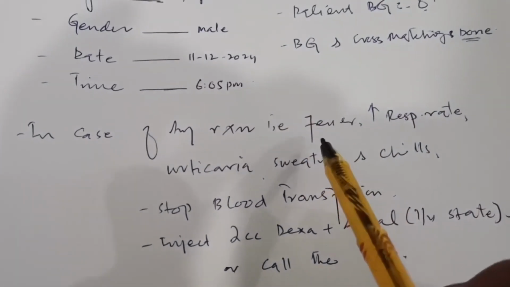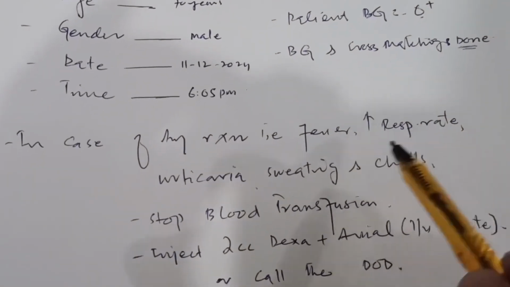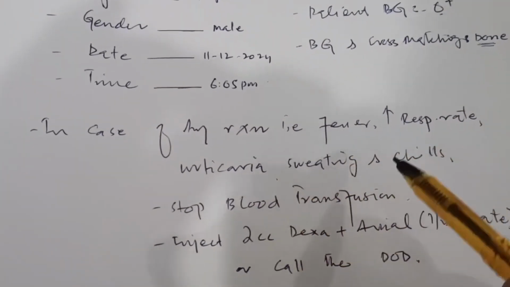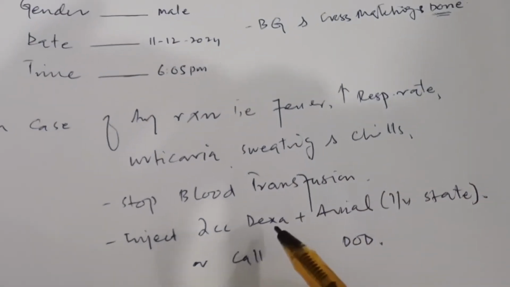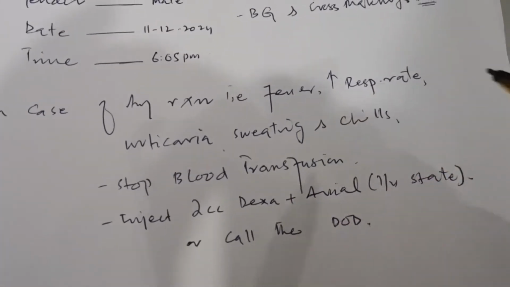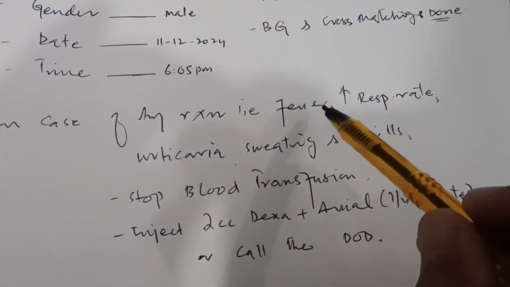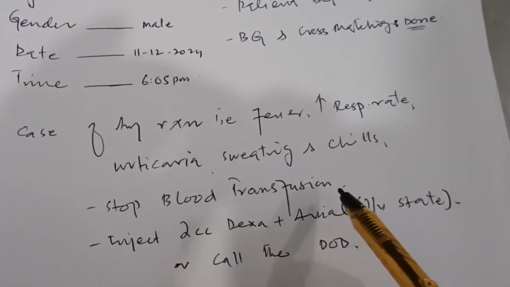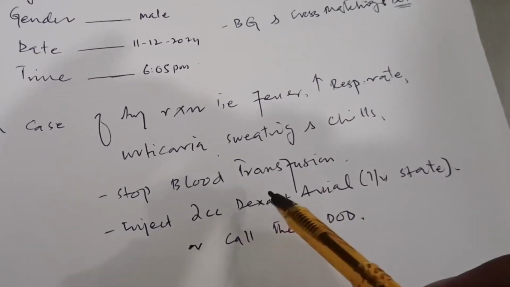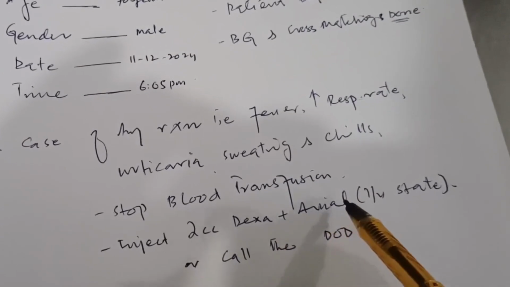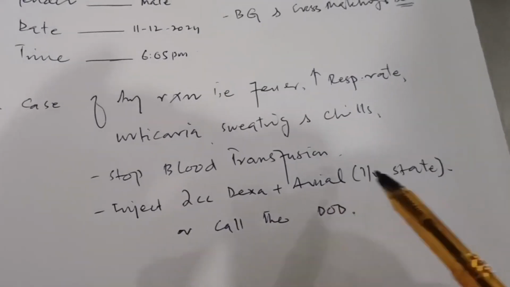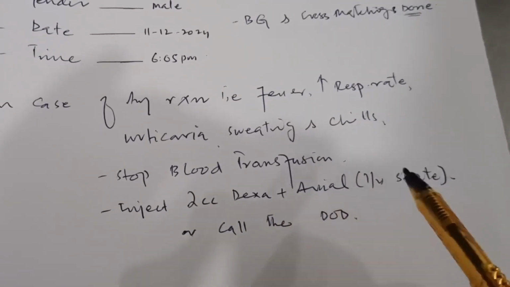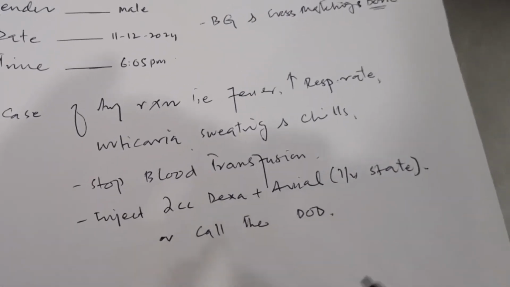Now, in case of any reaction like fever, increase in respiratory rate, urticaria, sweating, and chills, the blood should be stopped, which is called a blood reaction. If these symptoms arise in the patient, this condition is called a blood transfusion reaction. So the blood should be stopped, and 2 cc Dexa plus Avil should be injected IV stat immediately. It should be injected to the patient immediately, or call the doctor on duty.